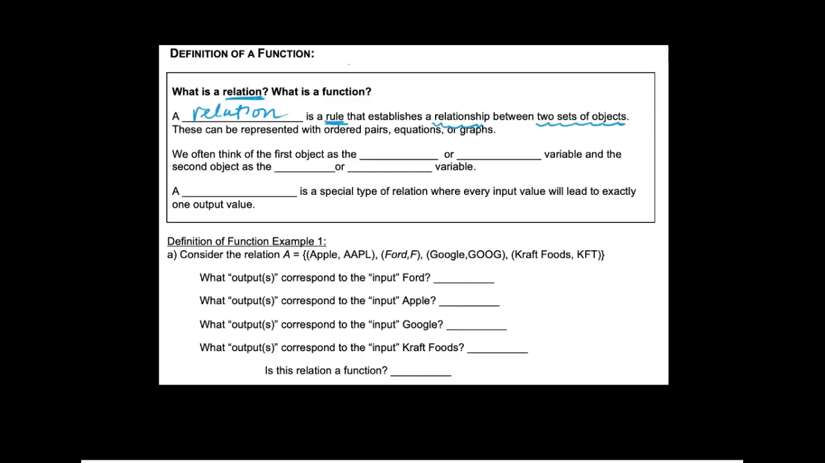represented with ordered pairs. So for example, any list of ordered pairs, and I'm just going to make some up here. This would be an example of a relation. You could have an equation. So for example, y equals x plus 1. So that describes the relationship between x and y. Whatever x is, you're going to add 1 to it, and that will give you y. So that's a relationship between those two variables.